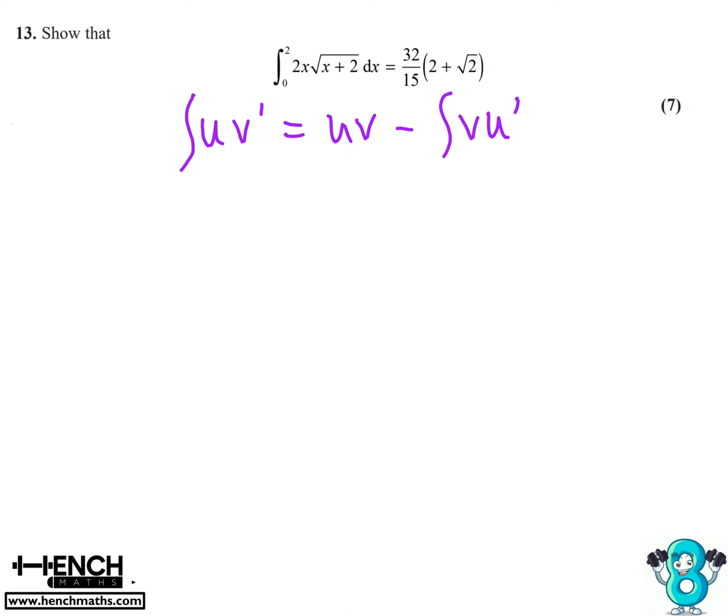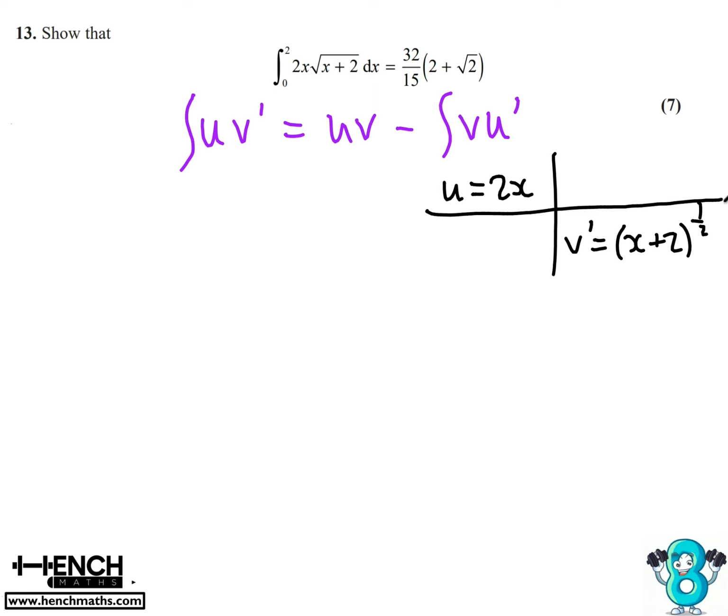And so what we need to do is choose one of our things to be our u and one of them to be our v. So I'm going to take u to be 2x, and I'm going to take v dash to be the square root of x plus 2. So I'm going to write that as x plus 2 to the power of a half. Now effectively what we want to do is fill out this grid. So if we differentiate u, we can get u dash. So the derivative of 2x is 2. And we need to integrate x plus 2 to the power of a half. So if we add 1 to the power, that will be 3 over 2. Divide by the power.